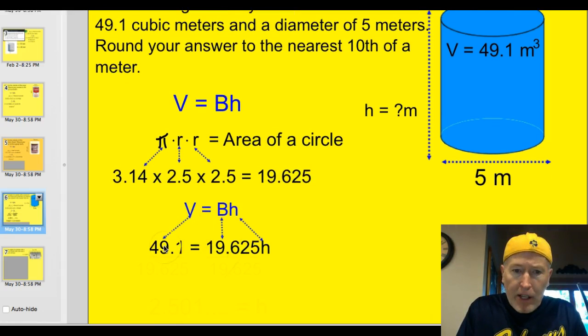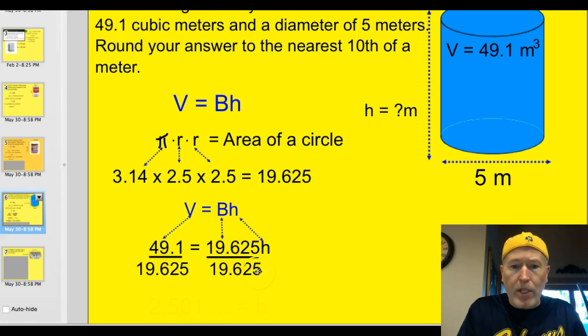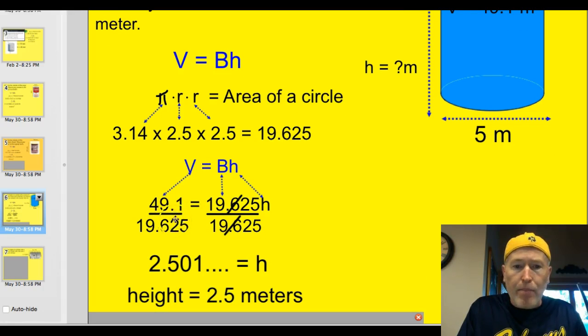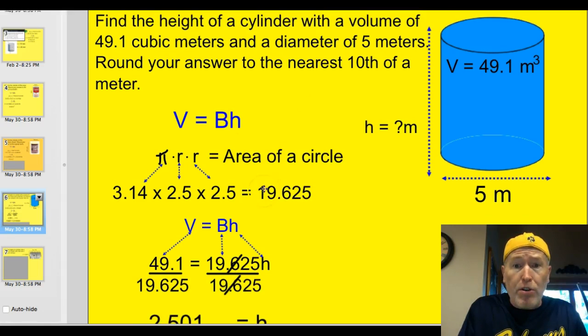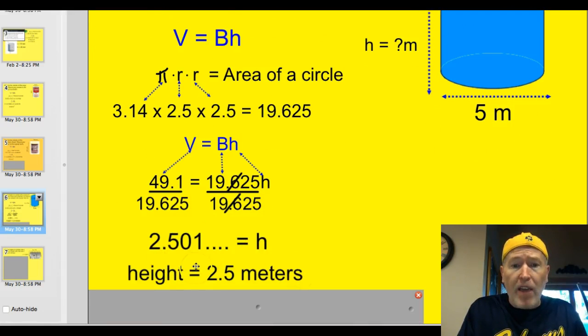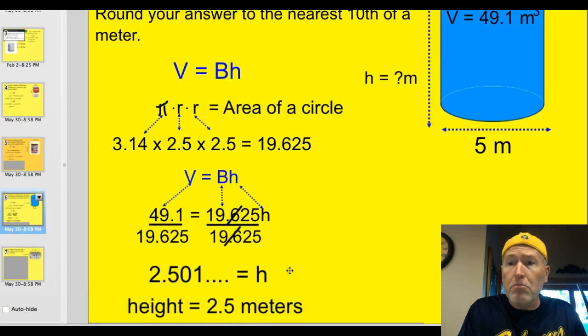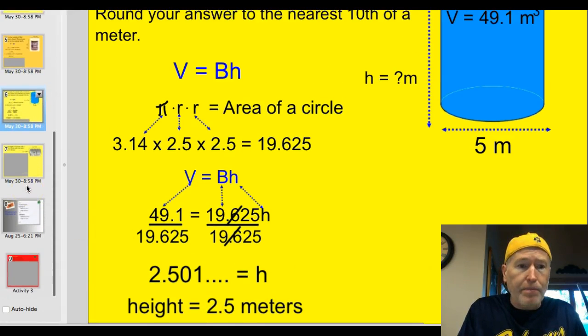So I've got my volume, 49.1 equals 19.625 times the height. Well, we've got ourselves a little one-step multiplication equation here. So how are we going to get rid of the multiplication? We'll divide by 19.625. That'll help us isolate the variable h. So these guys are going to, of course, cross out. 49.1 divided by 19.625 is 2.501, blah, blah, blah. But really, we're rounding to the nearest tenth, so it's 2.5 meters. The height is 2.5 meters. Okie dokie? Let's have you try one like that.